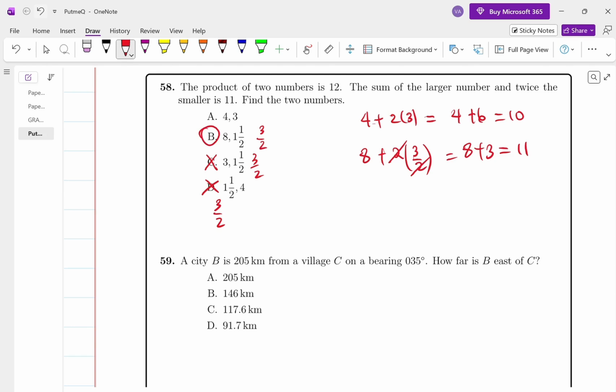Okay. So next, a city B is 205 kilometers from a village C on a bearing of 35 degrees. How far is B east of C? I think maybe when I get to question 60 or so, I might stop. I have to stop because my notepad is no longer responding.